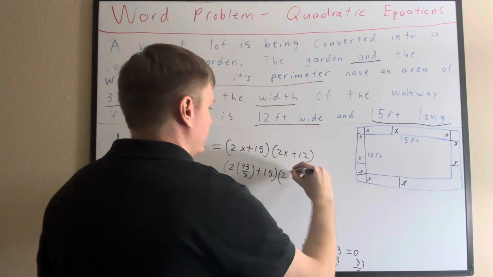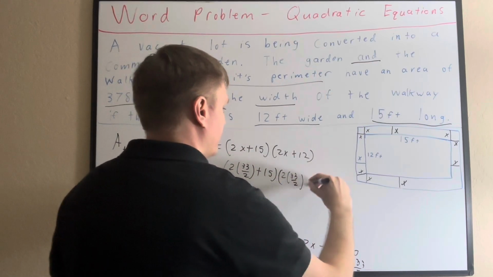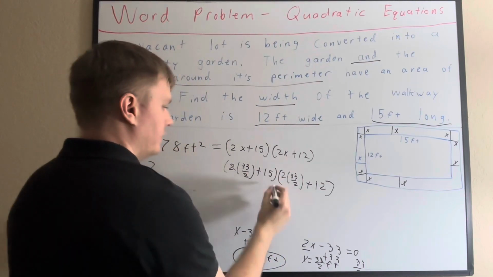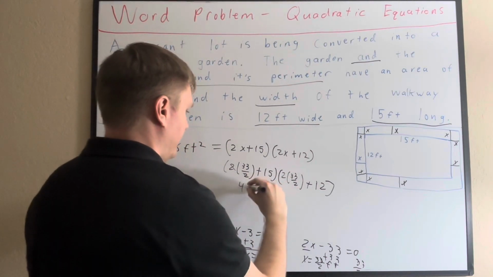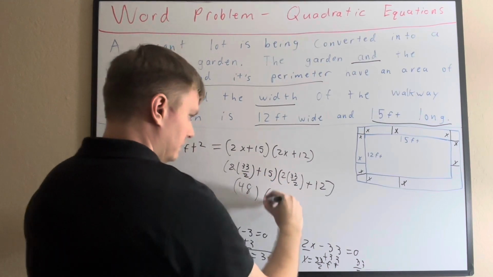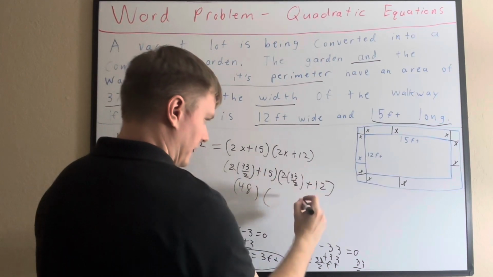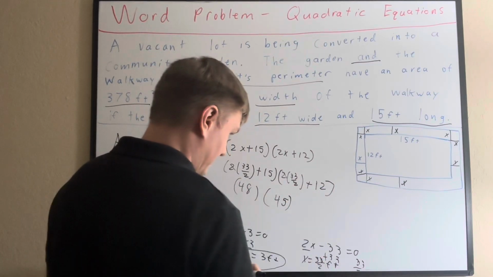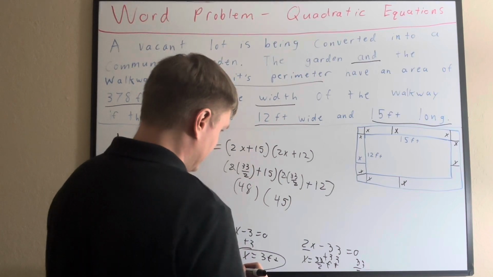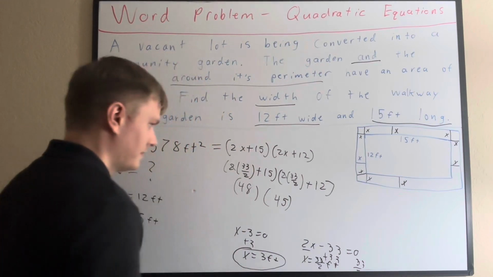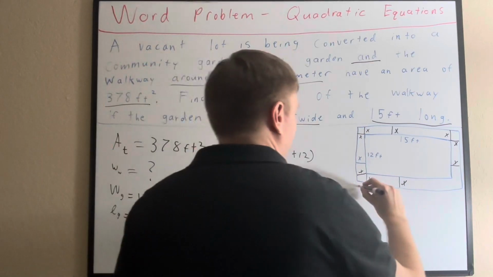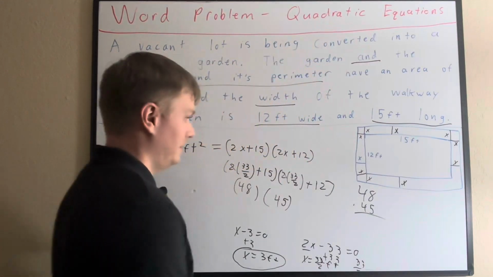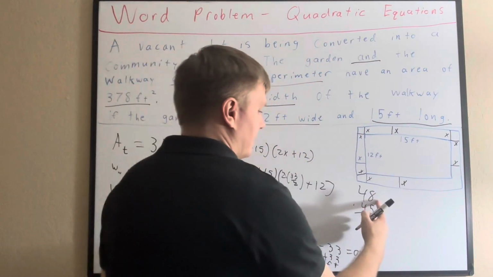And 2 times 33 over 2 plus 12. Okay, well, the 2's cancel, don't they? So it's just 33 plus 15, which is 48. And the 2's cancel again, so 33 plus 12 is 45. What? Doesn't make sense. So 48 times 45. Oof, I don't know what it is, but I don't think it's 378 feet squared.